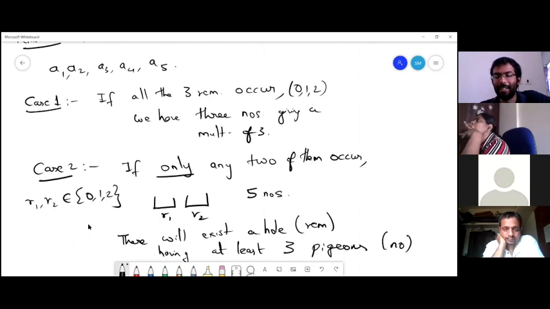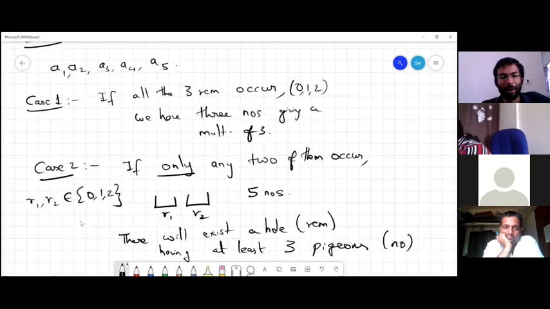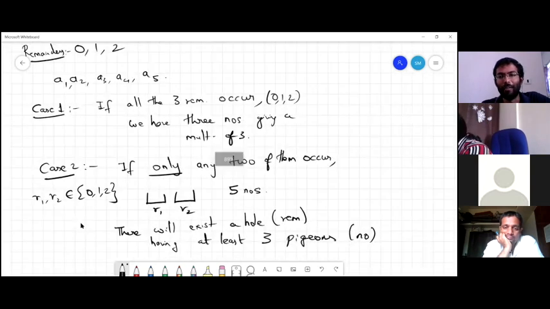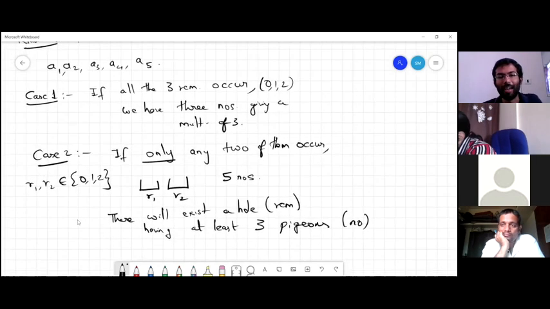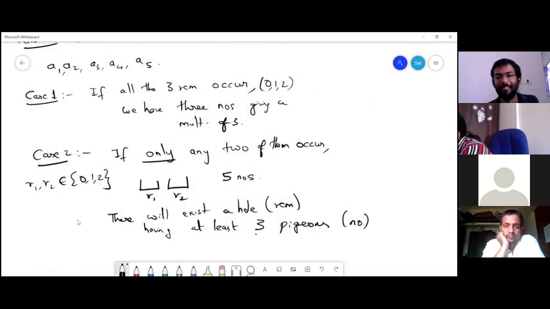Okay. So the statement here is there will exist a hole having at least 3 pigeons, no matter how you distribute these 5 numbers. Right. And then immediately, from what you told, it will follow that since we have 3 pigeons, then we directly have a multiple of 3. So yes, this is done for the case of 5.